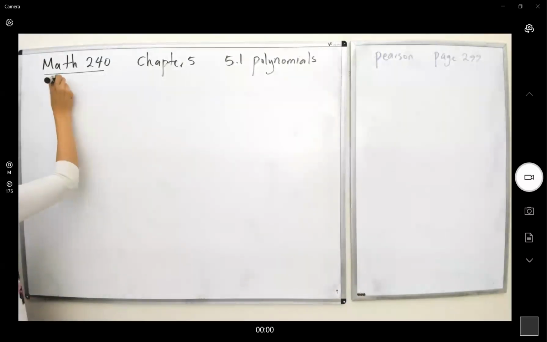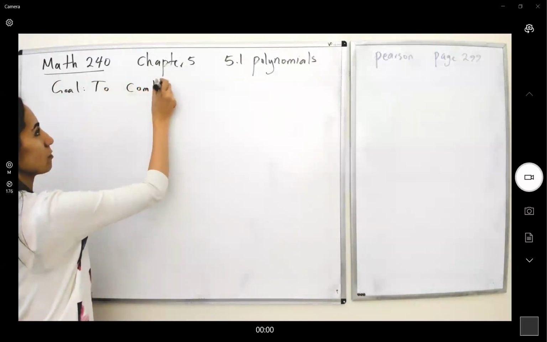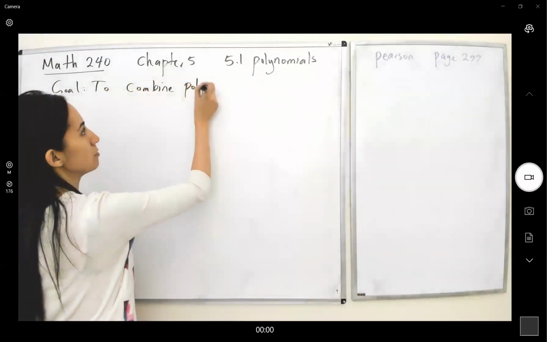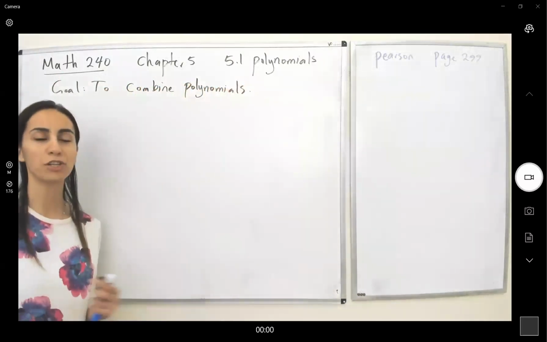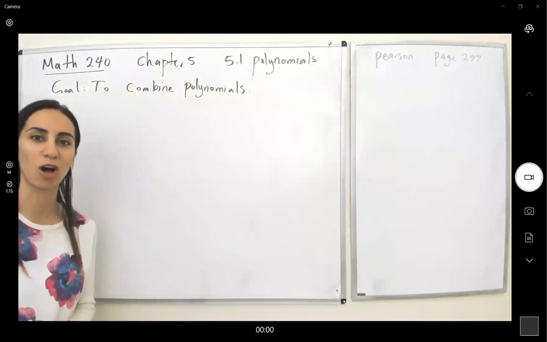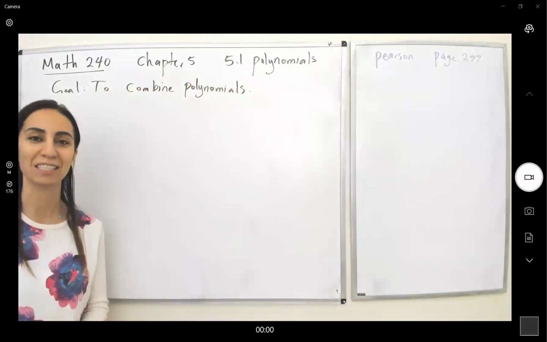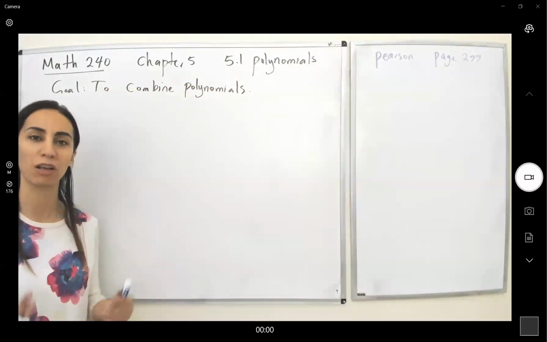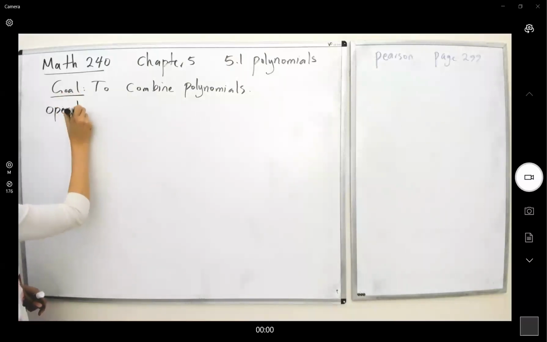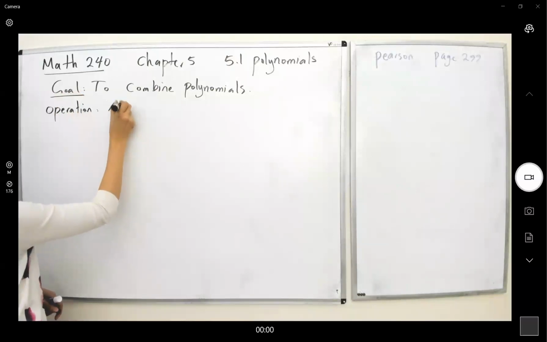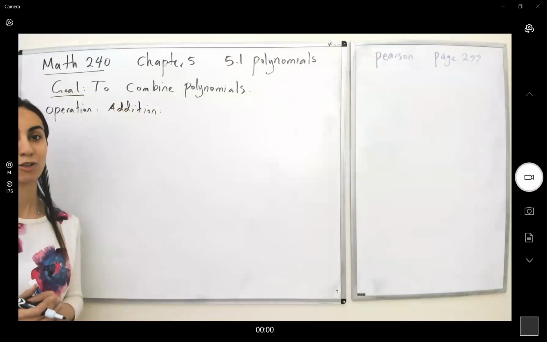So this is our goal, to combine polynomials. What operations? We can apply all those operations that we learned before. As usual, we're going to start by adding functions, adding polynomials. Operation, addition. Let's take a look at this example.